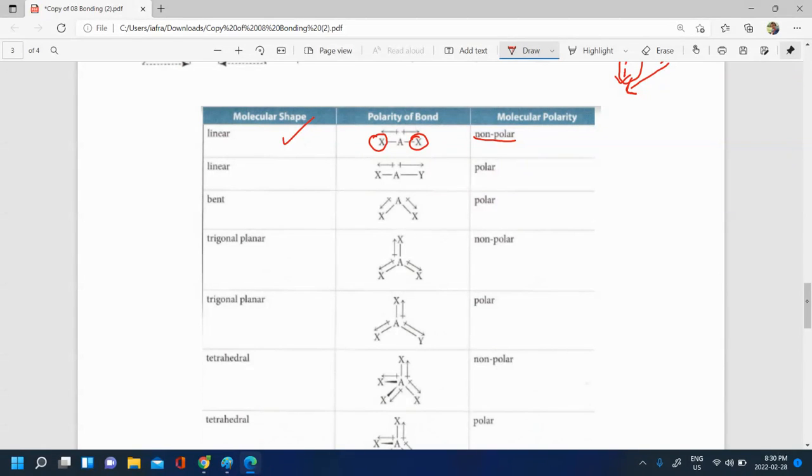However, if you're linear and the atoms on both sides are different, like a Y there and an X there, overall your molecule will be polar because, yes, they're pulling in opposite directions, but it's not with equal force. For the one with the atom that has greater electronegativity on one side will have a larger vector, so it won't cancel out. If you have a bent shape, that's typically polar because it's not symmetrical. The little vectors here will add up together to give you an overall dipole.